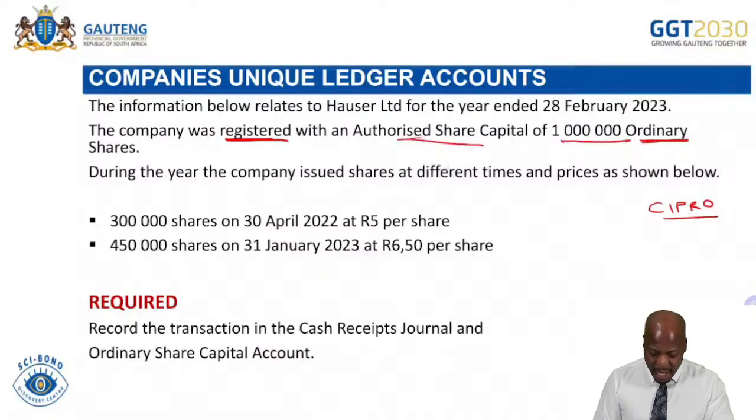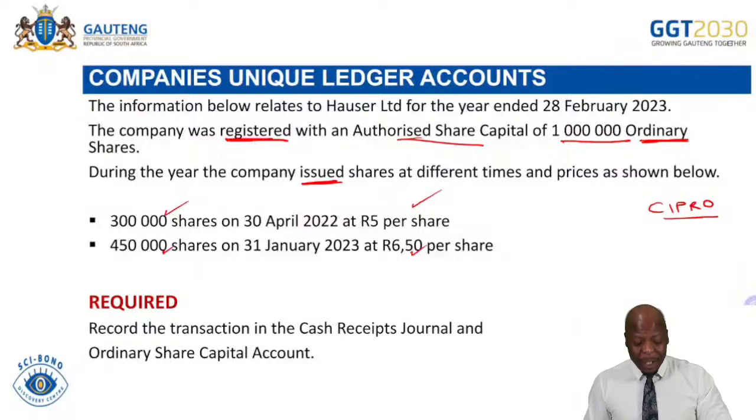Then during the year, the company issued shares. So we have now started to sell shares to the public in this case. The company issued shares at different times and different prices as shown below. On the 30th of April, they issued 300,000 shares at 5 rand. And then they also issued these ones at 6 rand 50. What are we required to do?